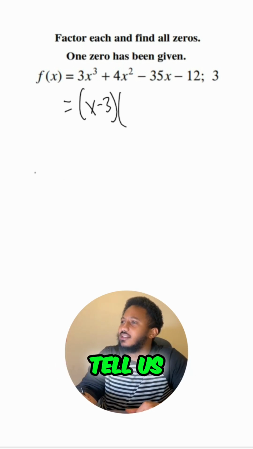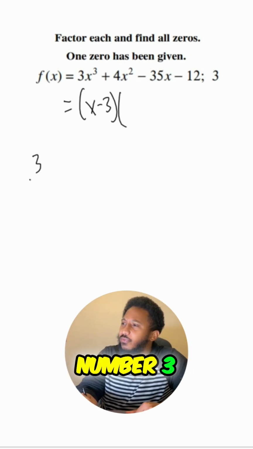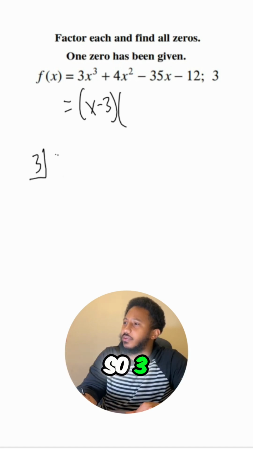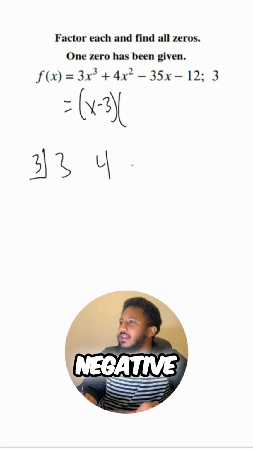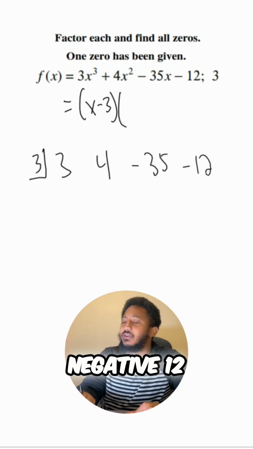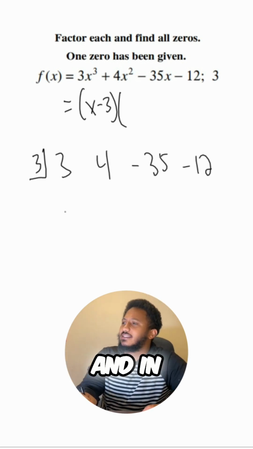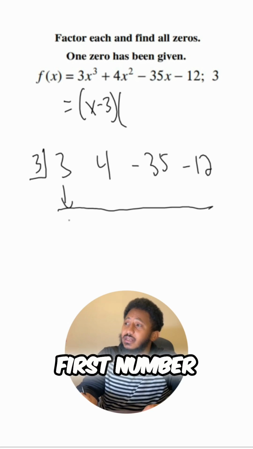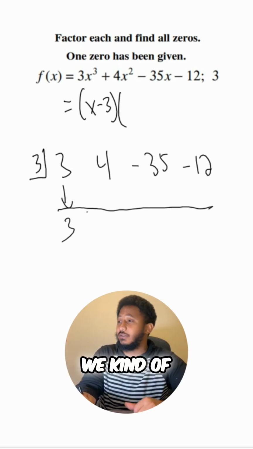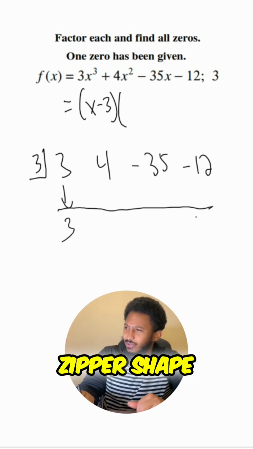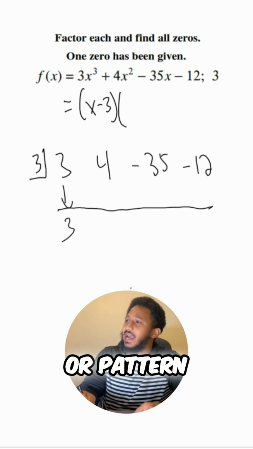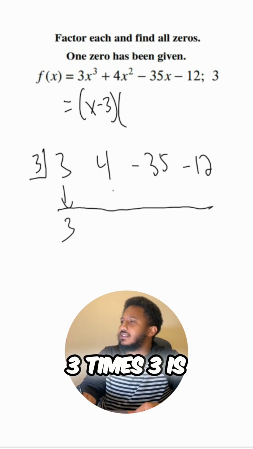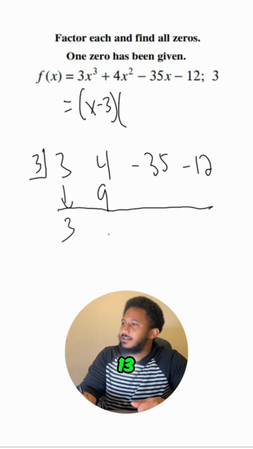So for synthetic division, we put that number 3 in the corner, and then outside we put these coefficients: 3, 4, negative 35, and negative 12. Again, the remainder should be 0. In synthetic division, our steps are to first bring down the first number, and then it's just multiplying and adding. We go in this zigzag, kind of zipper pattern. So let's multiply by the number in the corner. 3 times 3 is 9. Then we add. 4 plus 9 is 13.